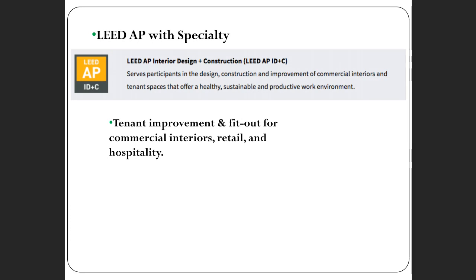LEED AP with specialty ID and C, interior design and construction. We said that the core and shell under BD and C and interior design and construction kind of fit together. So ID and C is tenant improvements or fit outs. In a lot of speculative commercial construction, somebody builds a building, a core and a shell. They put up a building that has an outside and has a core, you know, the elevator shaft and the stairwells and the mechanical systems, and each of those floors is empty. And then when they lease that floor out, that tenant comes and builds out or fits out that interior. Again, there's a LEED rating system and a LEED AP specialty that goes along with that.